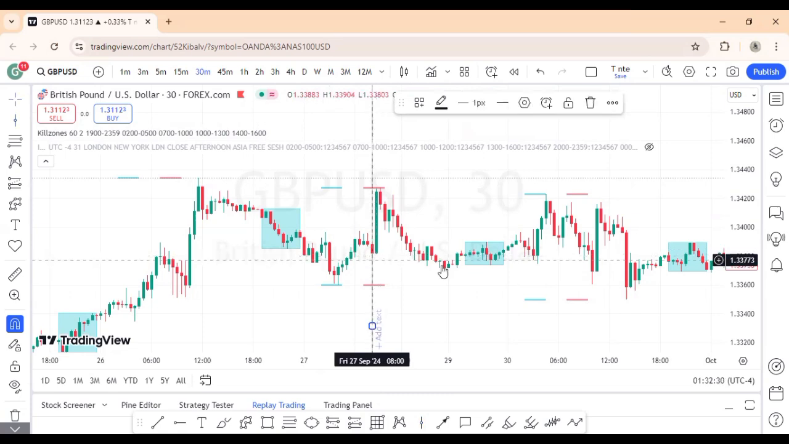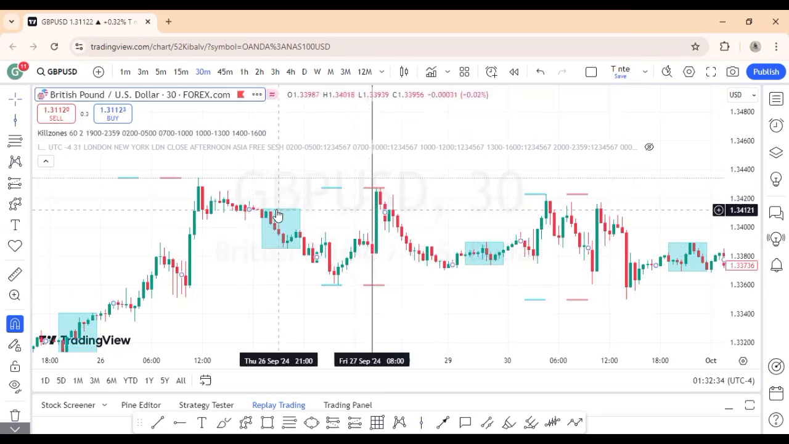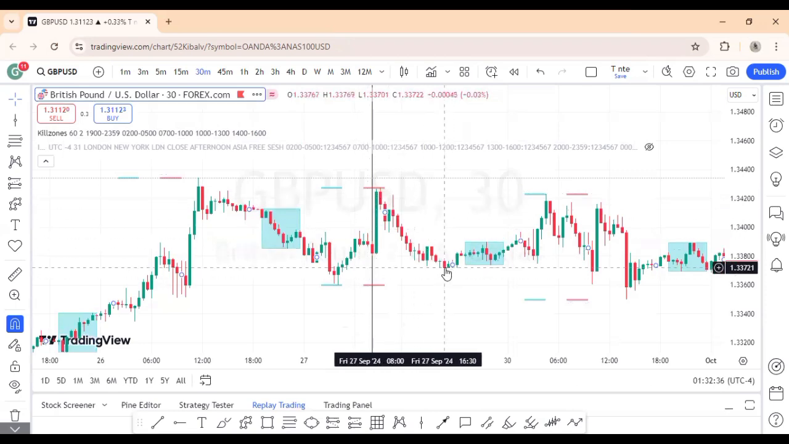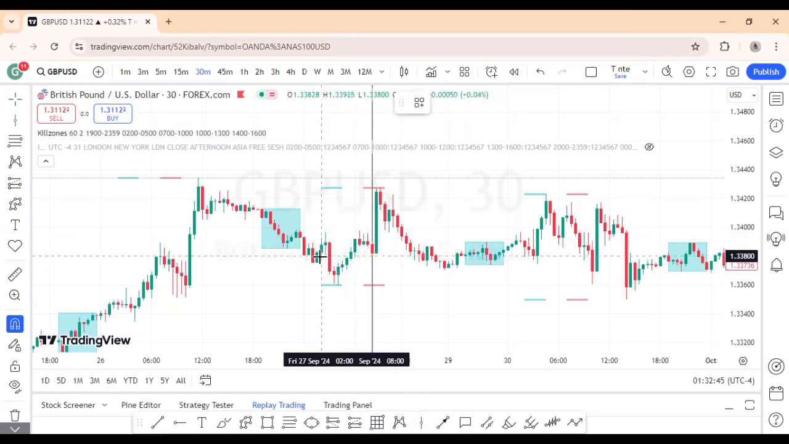So watch this. As we start New York, what happened? Price now pushed above this high. And then what happened? We now saw a drop off. So in this first case, this was the London candle, 8 o'clock London time. So you can see how we're using 8 o'clock. Sorry, this was London.